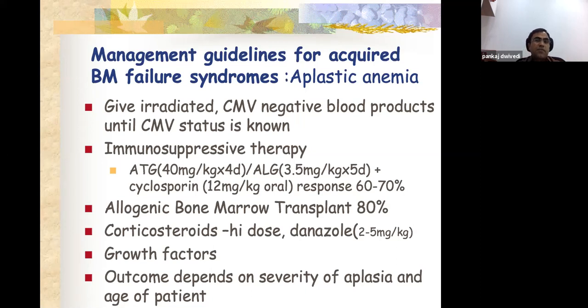More specific word is hematopoietic stem cell transplant is the choice. But in other causes, you can use IST. Allogeneic bone marrow transplant, the success rate is 80%. In the Indian scenario, where everyone cannot go for a transplant, immunosuppressive therapy is one of the alternative options.